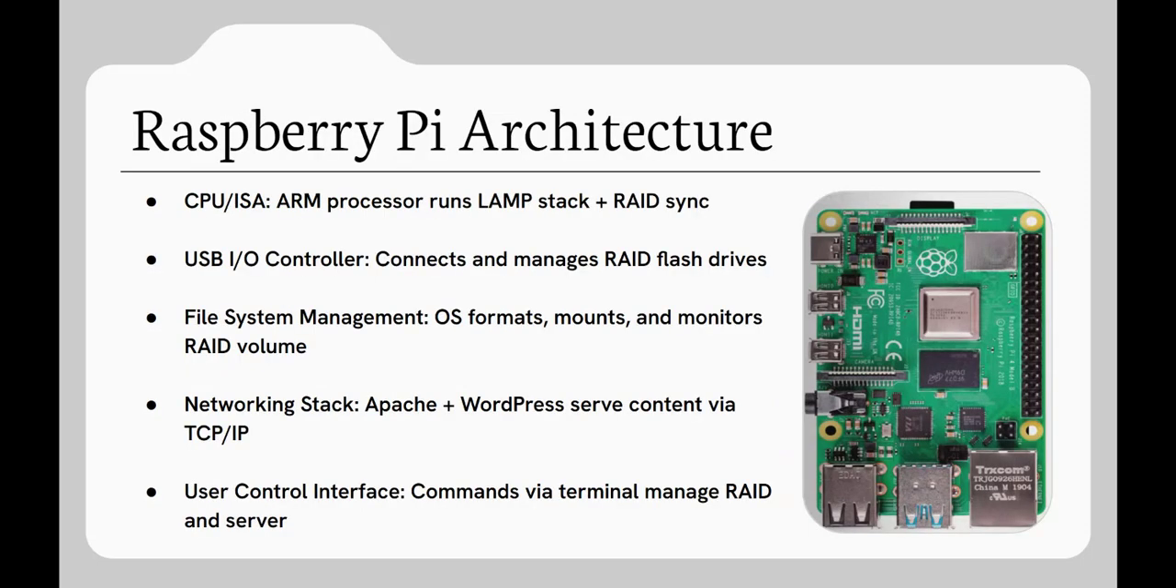Now to the Raspberry Pi architecture. This project makes use of multiple architecture layers of the Raspberry Pi that we studied in CNIT 176. So let me break this down for you piece by piece and show how each part of the Pi's architecture played a key role. First, starting off with the CPU/ISA. The Pi's ARM processor handles all the application logic, from Apache handling HTTP requests to PHP rendering dynamic WordPress pages to mdadm syncing RAID data in the background.